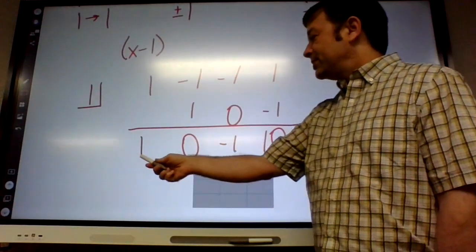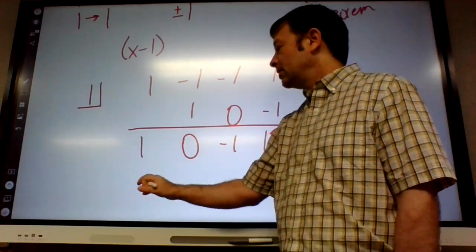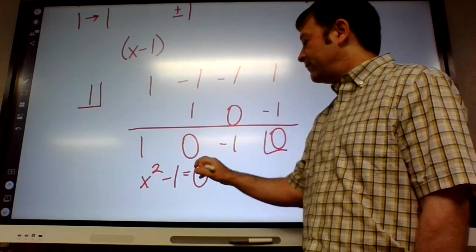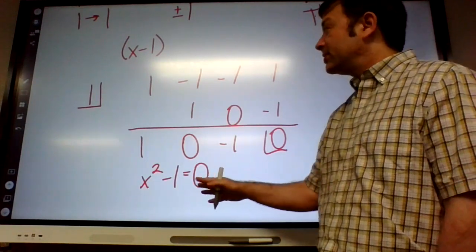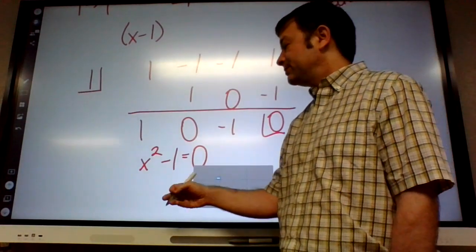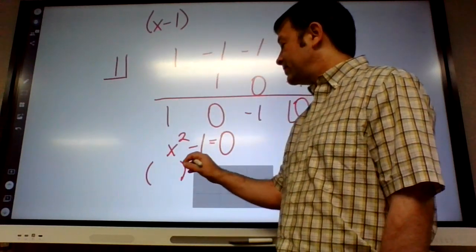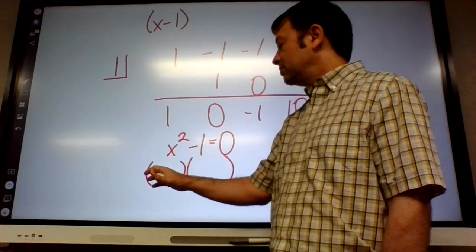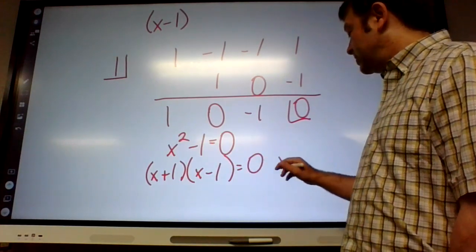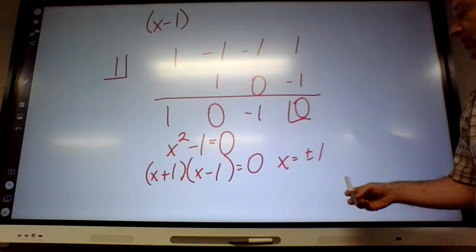Okay, what I'm left with is this. What does this tell me? This is x squared minus 1. And I can find my last two answers by setting this equal to 0 and solving. So how could I solve this? Add 1. Okay, you could add 1 and square root it, or it factors to x plus 1, x minus 1. So x equals negative 1 and positive 1.